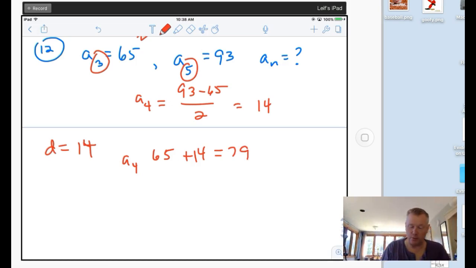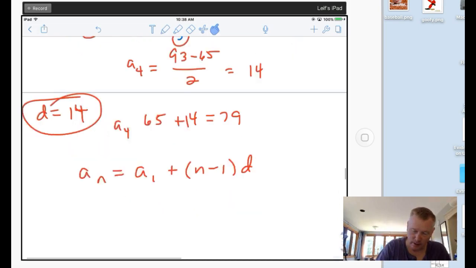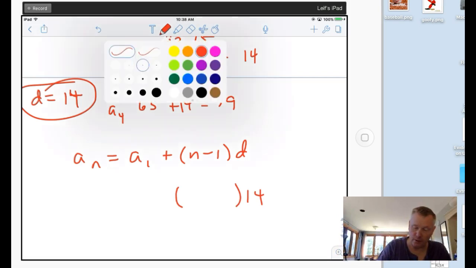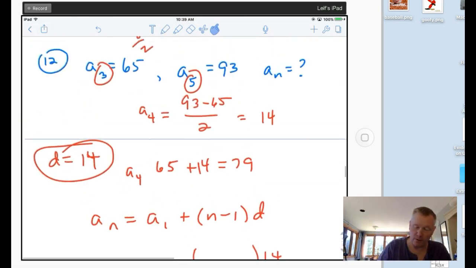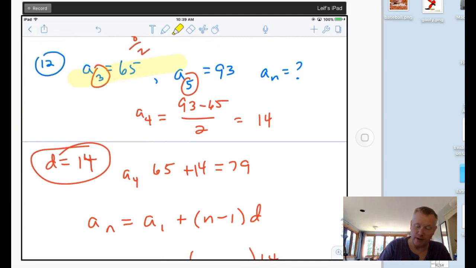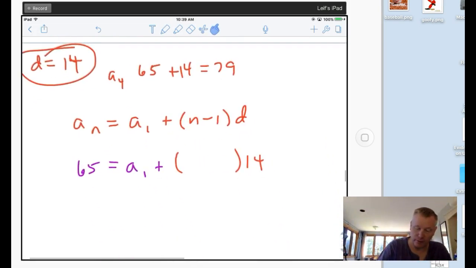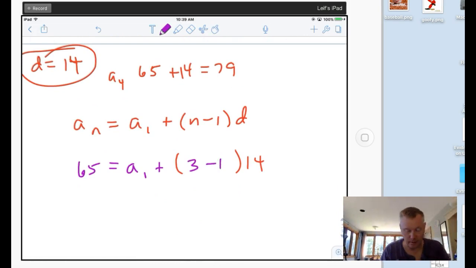The other thing I need is the first number in the sequence. So this is actually a pretty easy thing. Now that I know the common difference, I can figure it out. A of n equals a of 1 plus n minus 1 times d, and d is 14. The other thing I know is that the third number in the sequence is 65, which means a of n will be 65 when n is 3, which means I go 3 minus 1. And now you can find out what a of 1 is by solving that, okay?